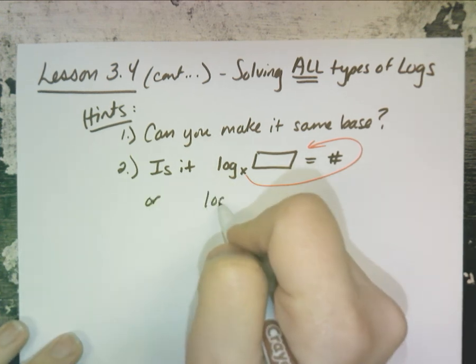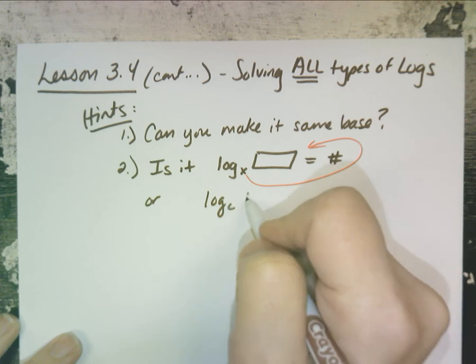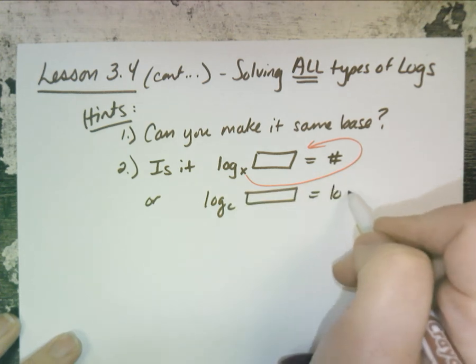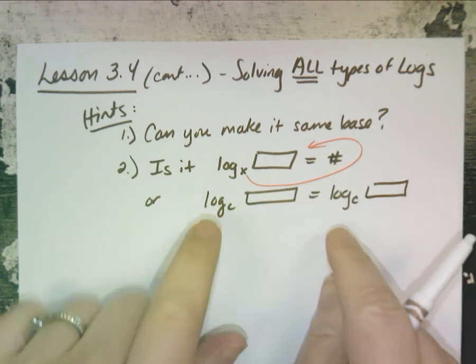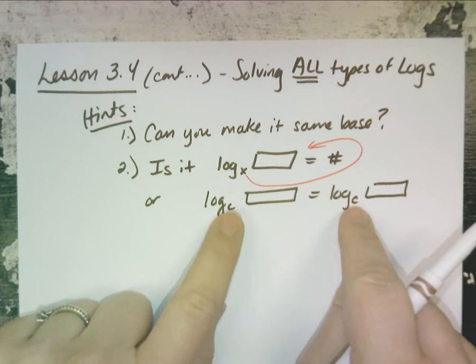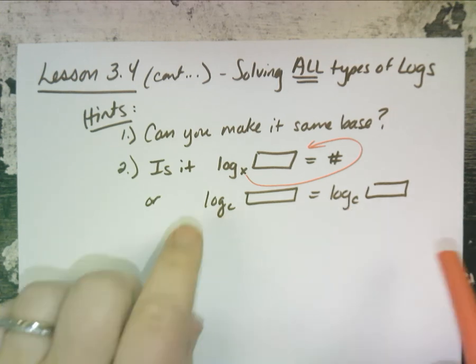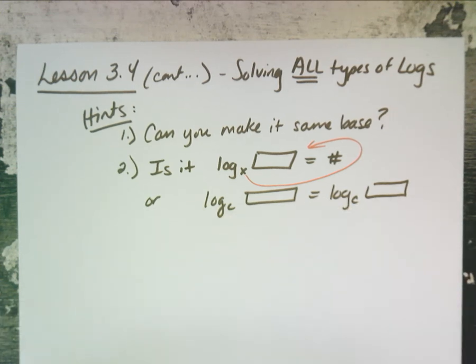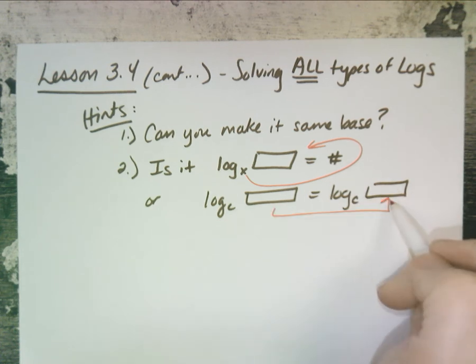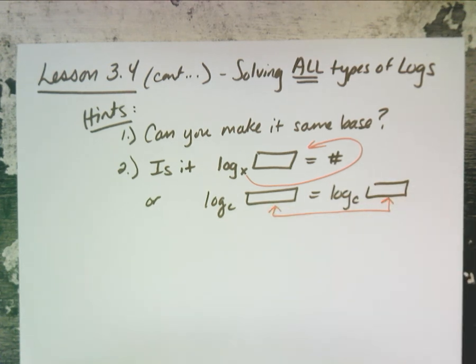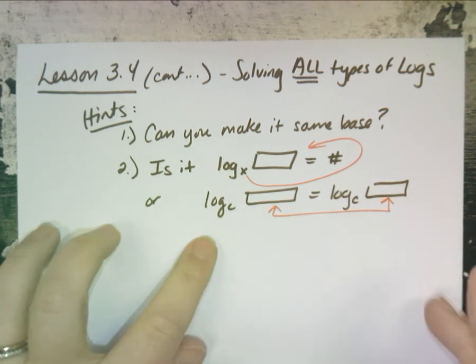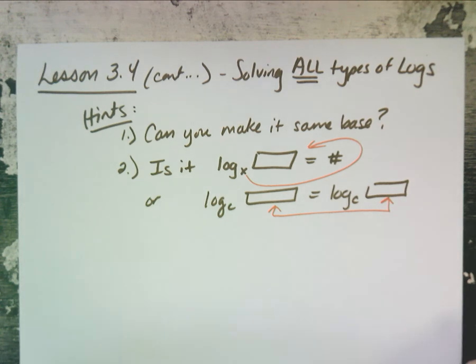Or is it log base c of something equals log base c of something? Does it say log with the same base equal to the same base over here? Or even if it says ln, then what can you do there? Well, there's a property that says you can just set those two things equal to each other. So look for that. Look to see, does it say log equal to a log? Does it say ln of something equal to an ln? Then just set them equal to each other. It's a beautiful thing. Okay.